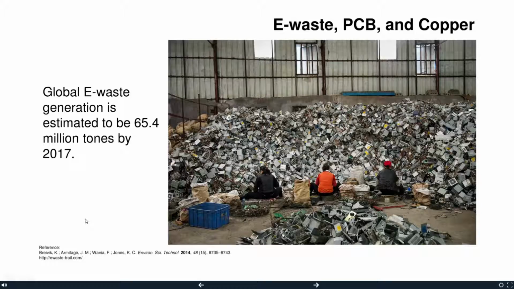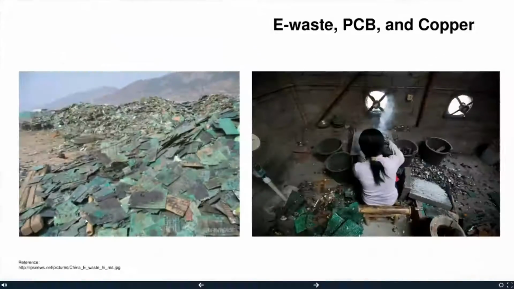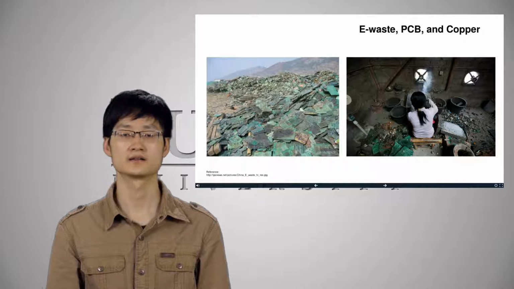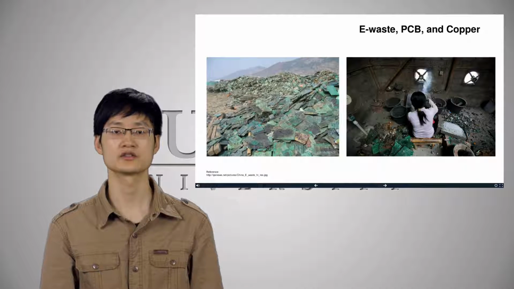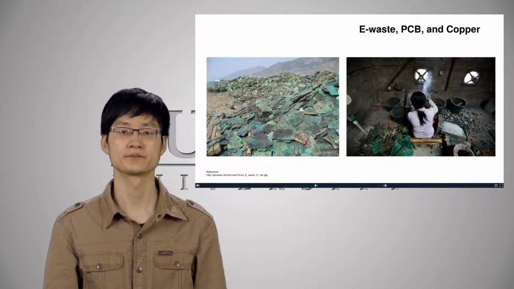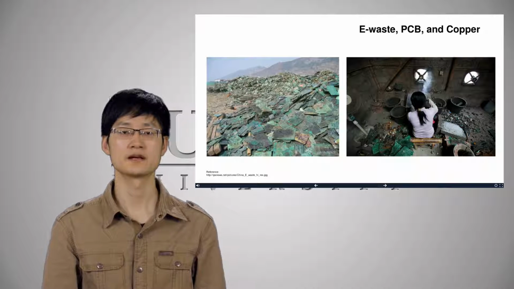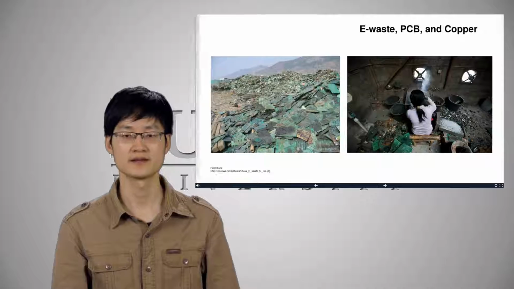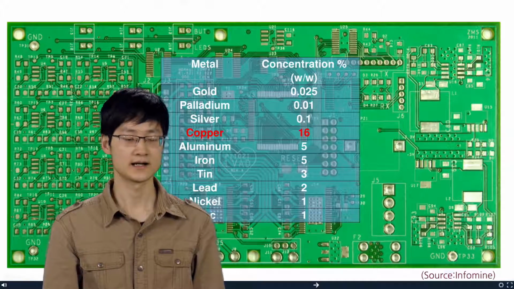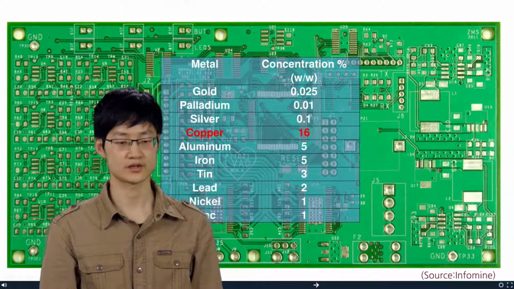Since the traditional e-waste recycling process can cause health problems and is very inefficient, we can use a more advanced method to recycle them. Among the metals, we can see in this table that copper has the highest concentration by weight.